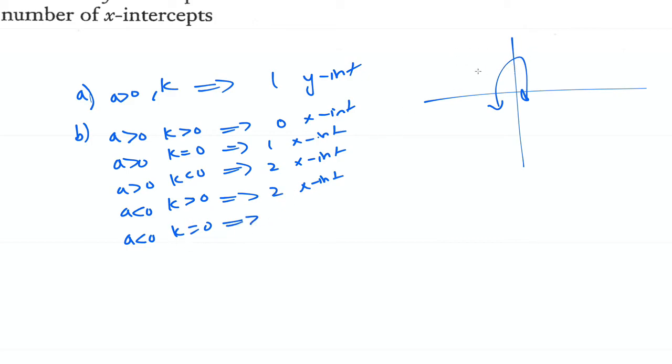But if a is less than 0 and k is equal to 0, then we get a parabola that's right on the origin like this. So the vertex is here, so there's only one x-intercept. And finally, if a is less than 0 and k is less than 0, we're below the x-axis and we're facing downwards, so we'll never intersect the x-axis. Okay.